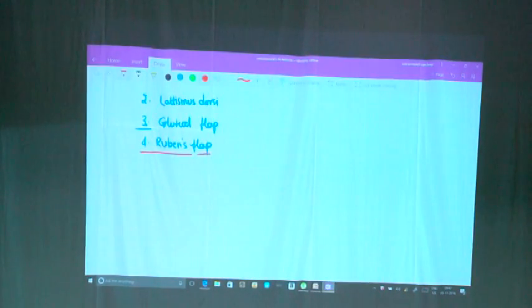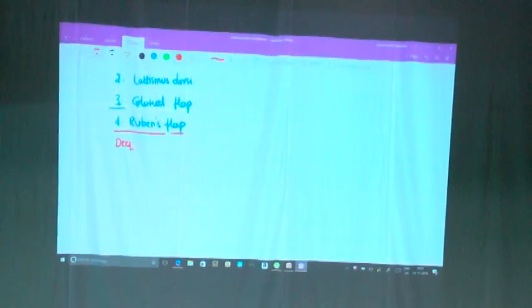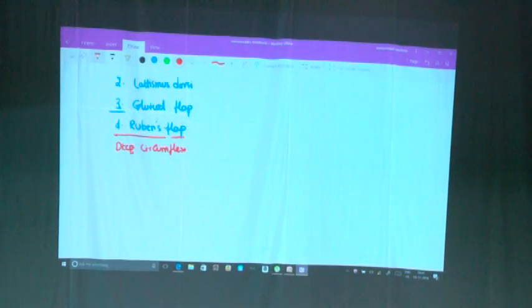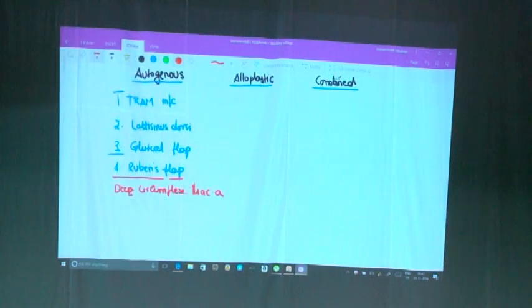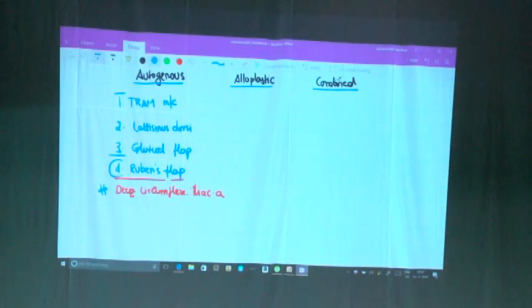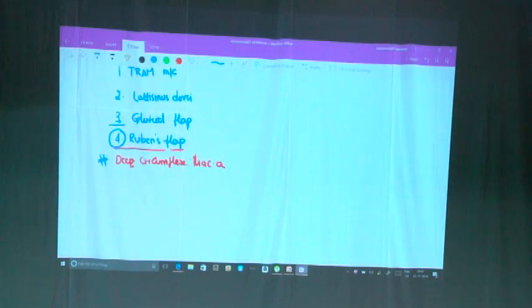Anybody? It is deep circumflex iliac artery. Rubens flap is supplied by deep circumflex iliac artery. So basically the question that was asked is, what is the flap that has been supplied by deep circumflex iliac artery? Remember the answer, Rubens flap. Another important point about the Rubens flap, this is also used in the context of breast reconstruction.